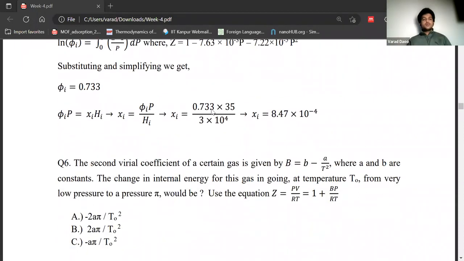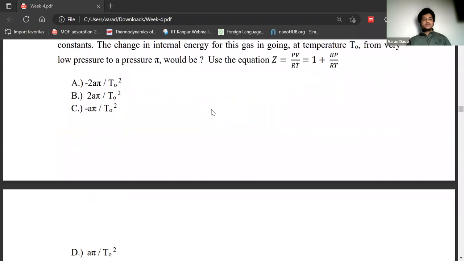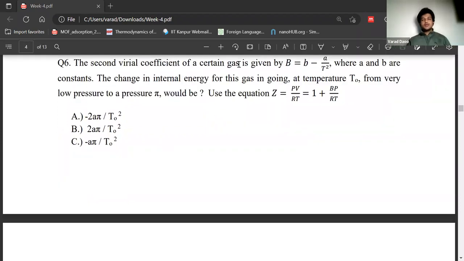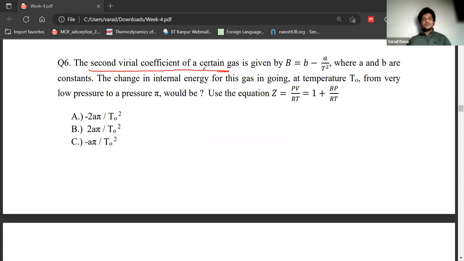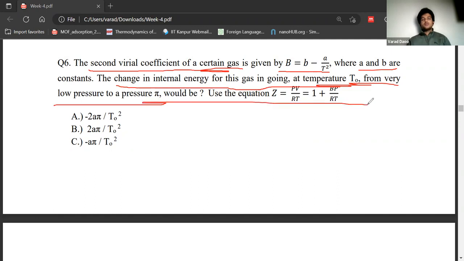Okay, we'll move on to the next question. This is also a difficult question, but you can try it. We are given that the second virial coefficient of a certain gas is given by this expression, where A and B are constants. What would be the change in internal energy for the gas going at temperature T0 from a very low pressure to a pressure pi?